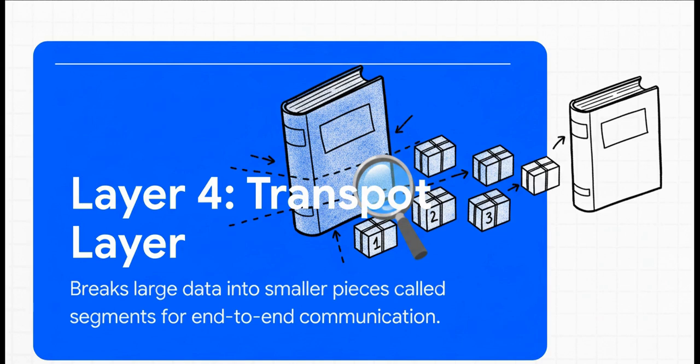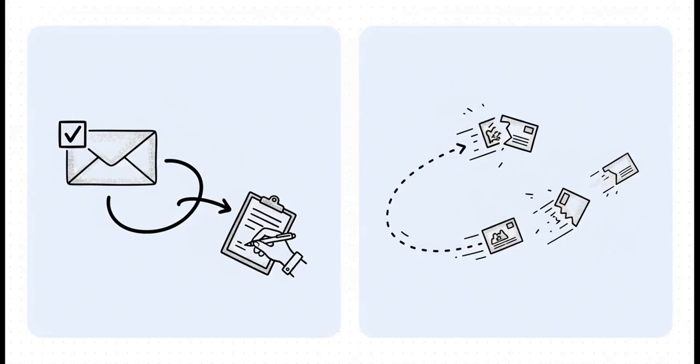Well, that's exactly what the transport layer does. It takes your data and chops it up into smaller chunks called segments. And crucially, it numbers each one so they can be put back together in the right order on the other side. Pretty smart. But wait, there's more.